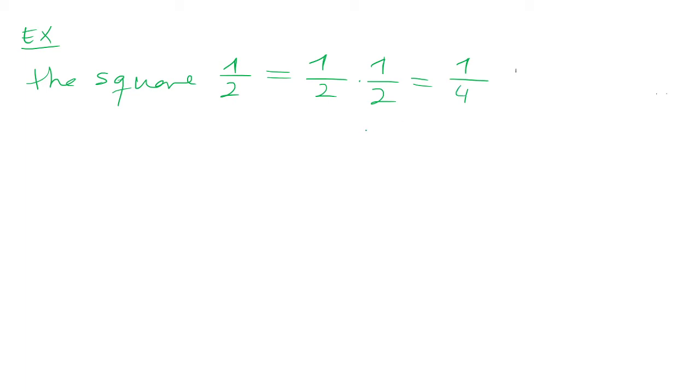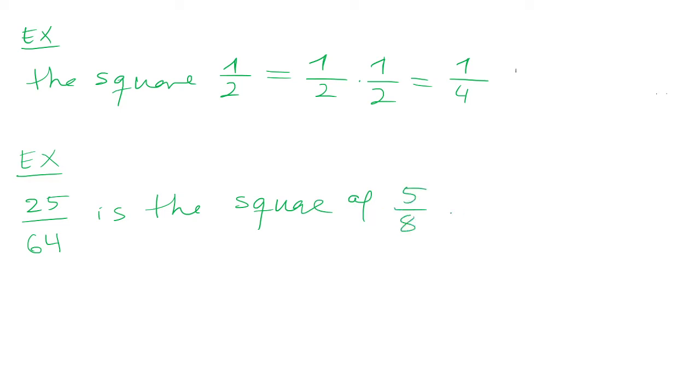Consequently, we have only to divide the square of the numerator by the square of the denominator, and the fraction which expresses that division will be the square of the given fraction. Thus, let me give another example. Say we have the fraction 25 divided by 64. 25 divided by 64 is simply the square of 5 divided by 8.